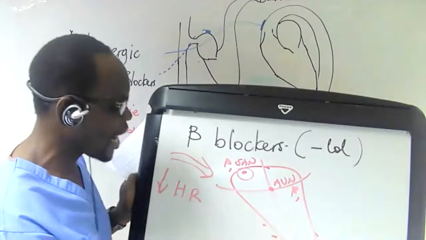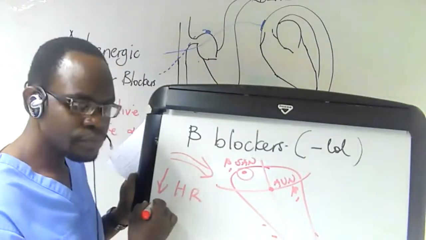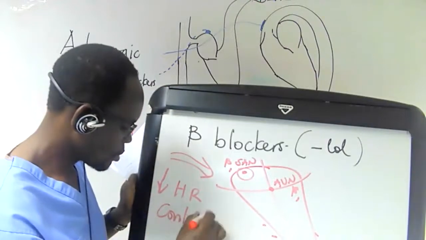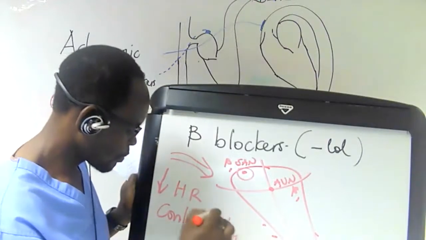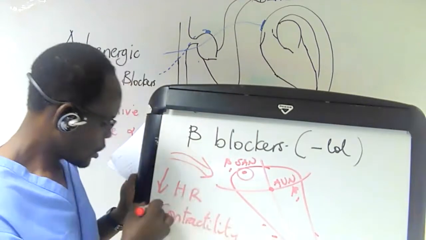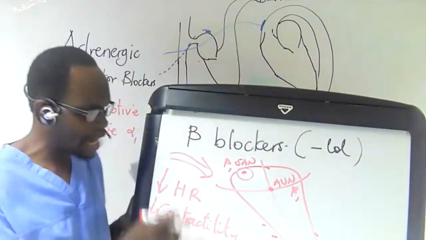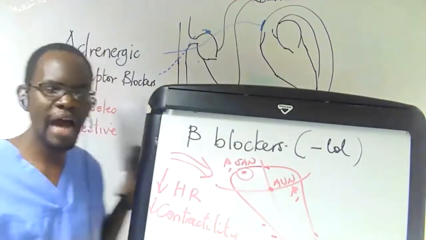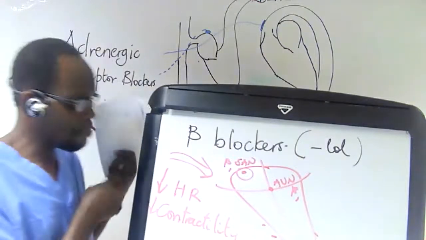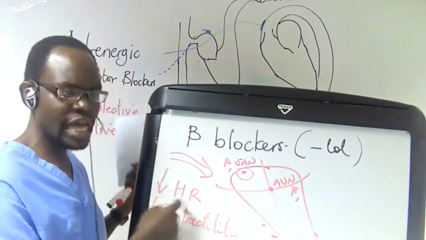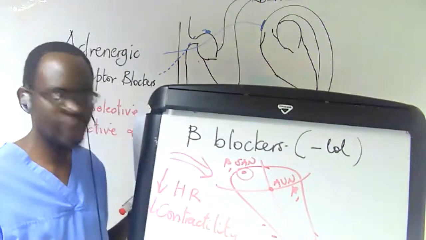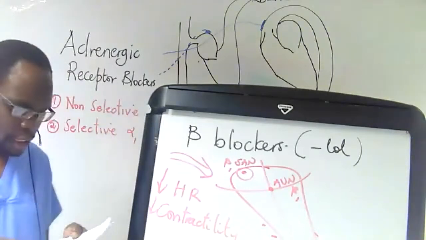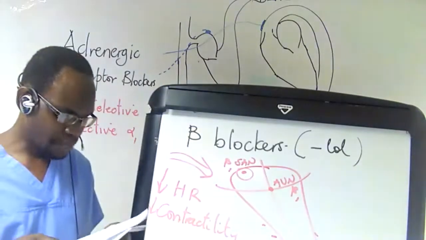It will also end up decreasing the what? The contractility, yes. So when you give a beta blocker, it will decrease the heart rate, but also decrease the contractility of the heart. And therefore, remember we said once we have a reduction in heart rate, we shall have a reduction in blood pressure. Once you have a reduction in contractility, we shall also have a reduction in blood pressure.